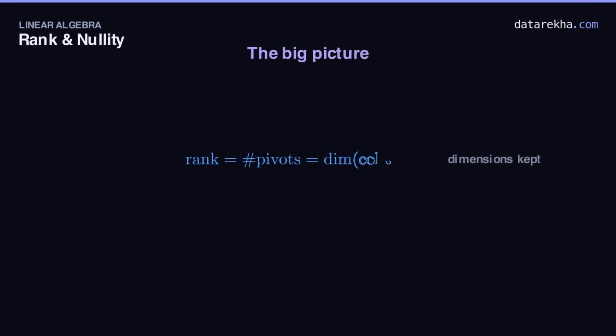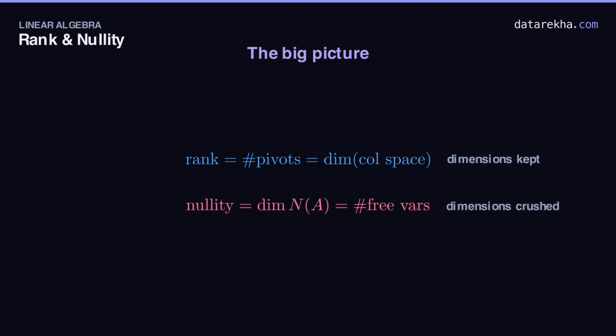Let's lock it in. The rank counts the pivots, the dimension of the column span, the directions the matrix keeps. The nullity is the dimension of the null space. The free variables, the directions crushed to 0, and they always add to n, the number of columns. That single equation tells you whether a solution is unique or infinite, once you check the augmented matrix, or missing entirely. Master these 3 lines, and no linear system will surprise you again.